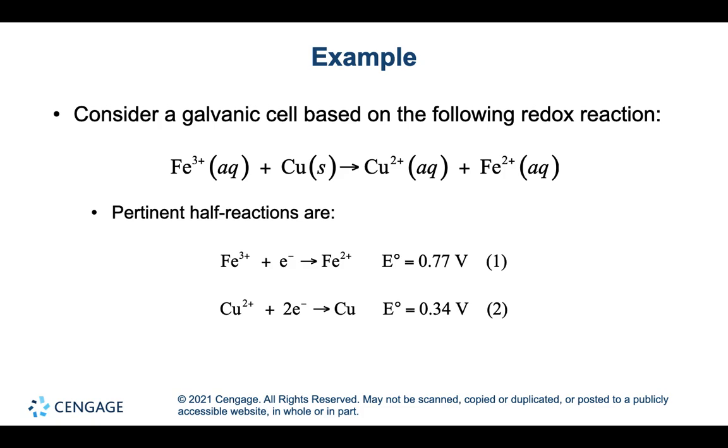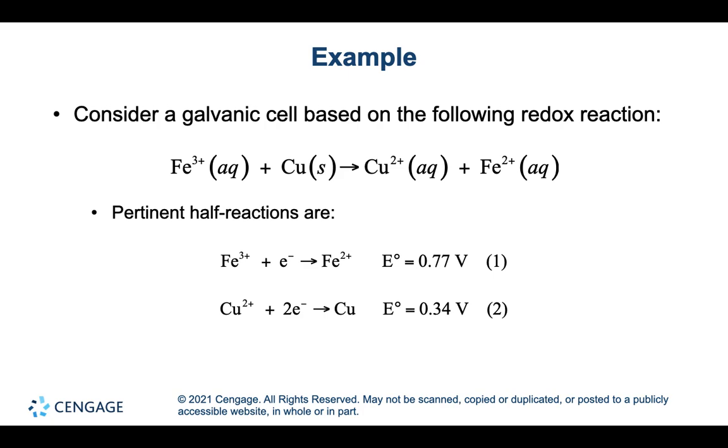Now let's say we had a galvanic cell and we wanted to use this redox reaction. Fe plus 3 plus copper makes copper plus 2 plus Fe plus 2. Now if we look at this as a full redox reaction, we see Fe plus 3 going to Fe plus 2. So that's our reduction reaction. We see copper going from copper neutral to copper plus 2 by losing 2 electrons. That is our oxidation reaction.